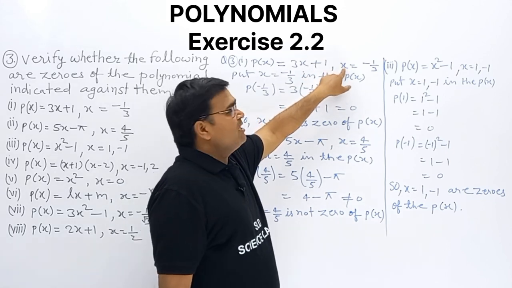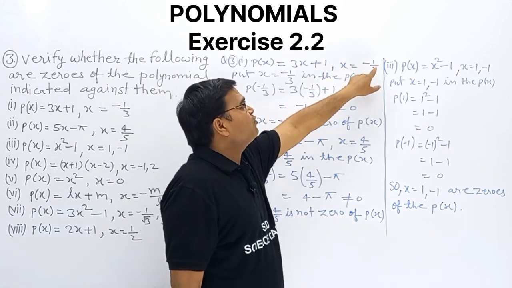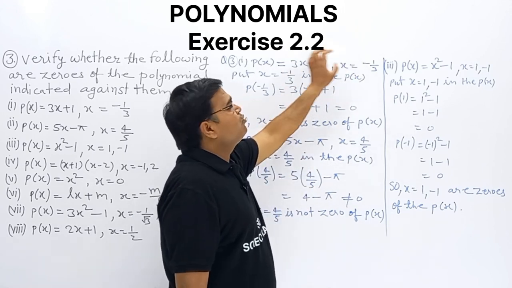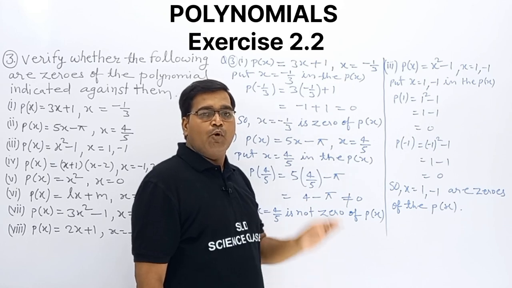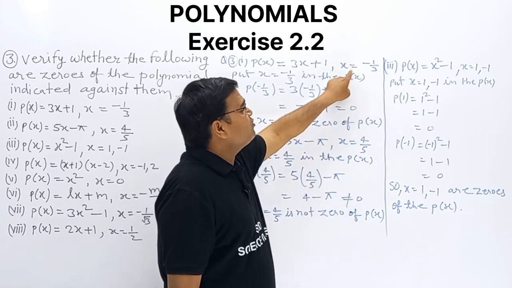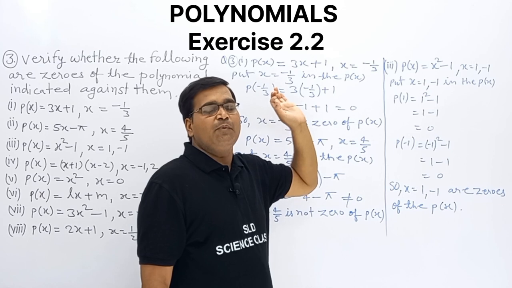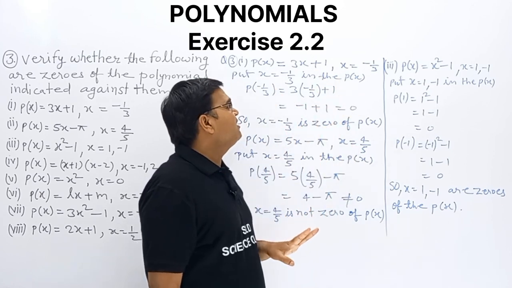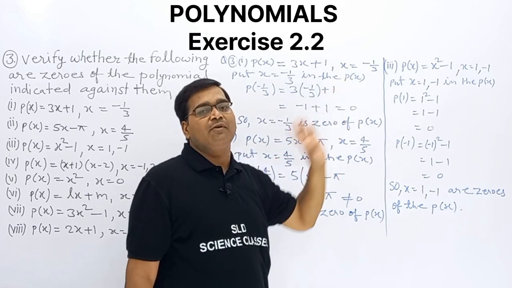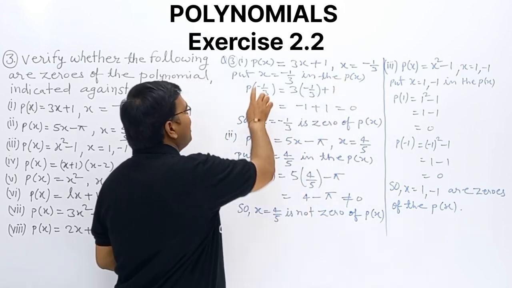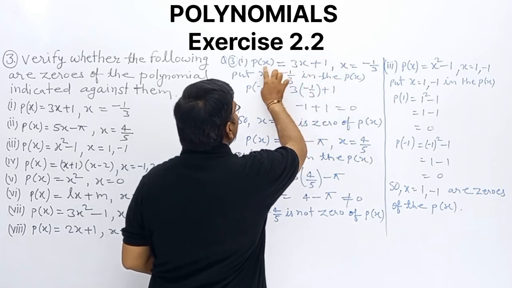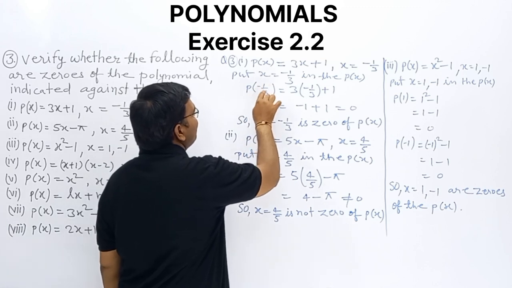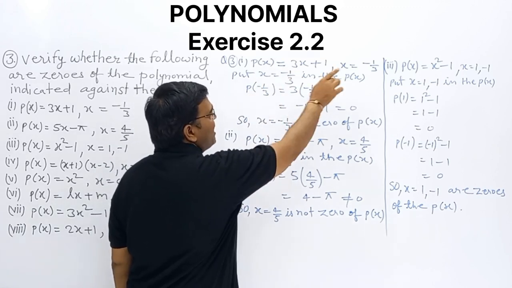One point is given as x equal to minus 1 upon 3. We want to check whether this is its zero or not. For checking this, we will put this value into the given polynomial. If the polynomial value after putting is 0, then we can say that it is the zero of the given polynomial. So put x equal to minus 1 upon 3 in p(x). We are putting p of minus 1 upon 3.